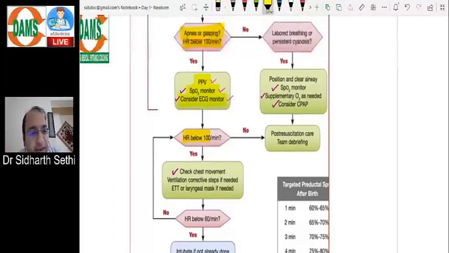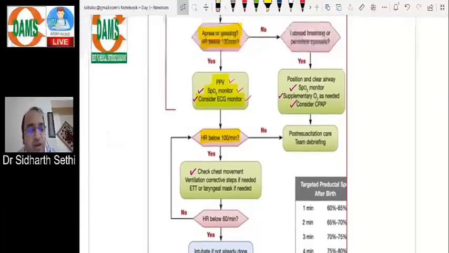Now before going on, remember this question came in your AIIMS exam also. What is the best indicator for adequacy of ventilation? Improvement in the heart rate. So if your heart rate is improving, your ventilation is fine. But if your heart rate is still low, then you check the chest movement, the chest rise. You do some ventilatory corrective steps if required. You may need to look for endotracheal tube if needed.